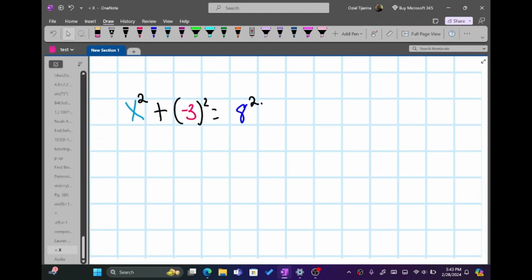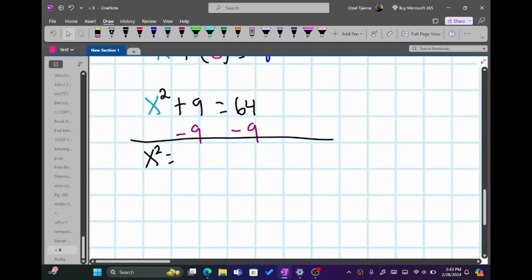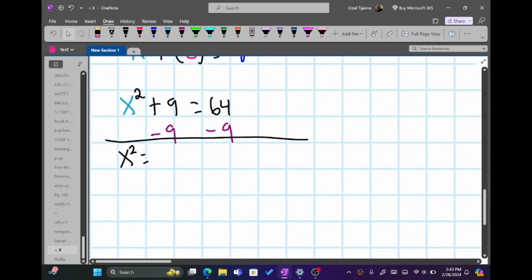So we're going to do x squared plus 9 equals 64. Okay, and then when we subtract 9 on both sides, let's do that really quickly. We're going to end up with the following. X squared is equal to, I think it's 55.